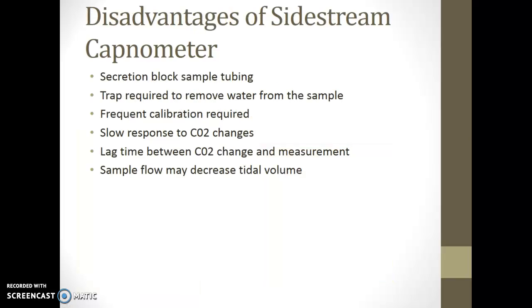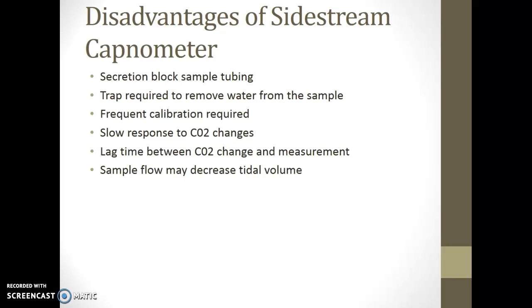Some disadvantages of side stream capnometer: secretions can block the sample tubing. So just like with the mainstream, you do have secretions that can interfere. There is a trap required to remove water from the sample. Frequent calibration is required, again, calibrating to room air at 0%.